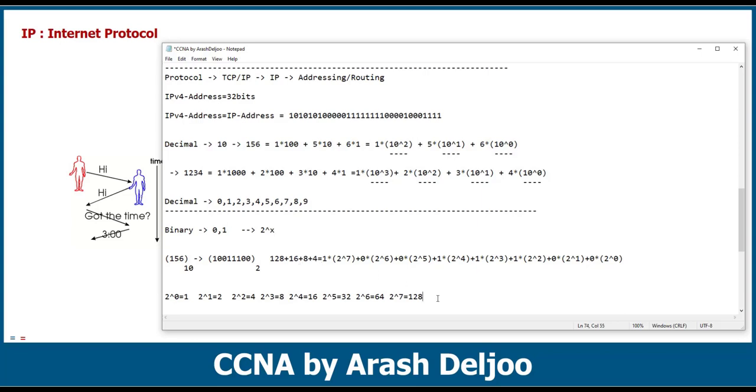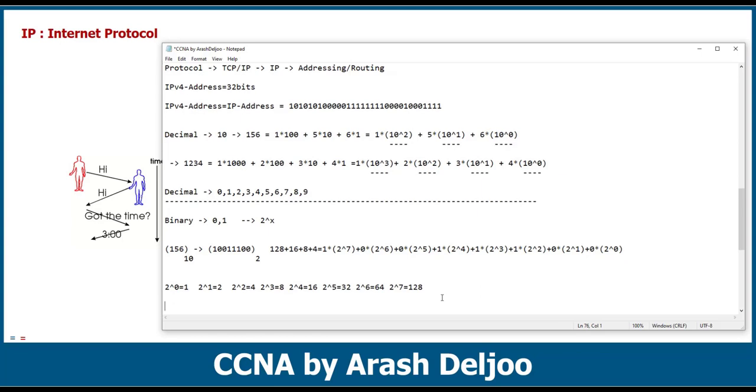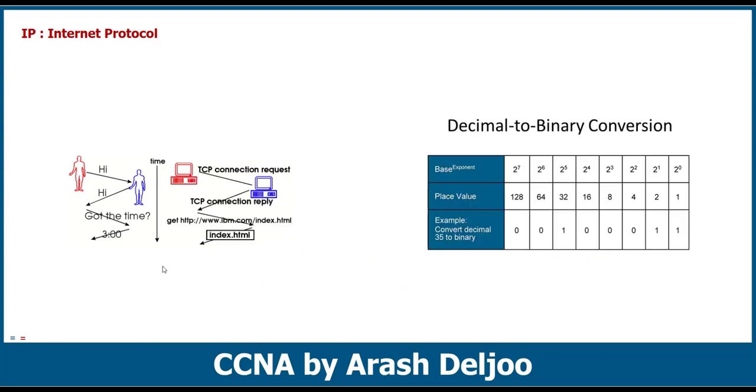Let me give you another example. These examples are important for us, but before that, look at here, decimal to binary conversion, base exponent. 2 to the power of 7 is equal to 128, 2 to the power of 6 is equal to 64 as I mentioned before, 2 to the power of 5 is 32, 2 to the power of 4 is 16, 2 to the power of 3 is 8, 2 to the power of 2 is 4, 2 to the power of 1 is 2, and 2 to the power of 0 is 1.